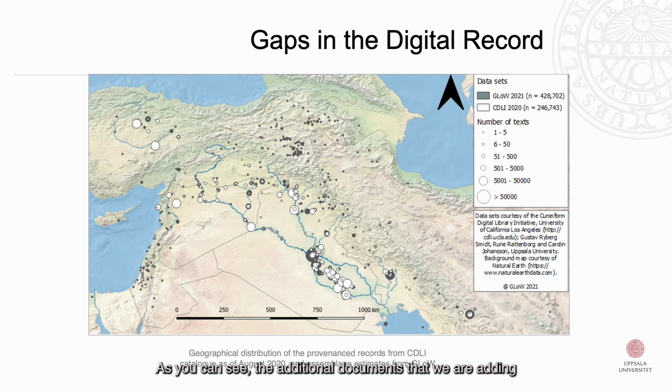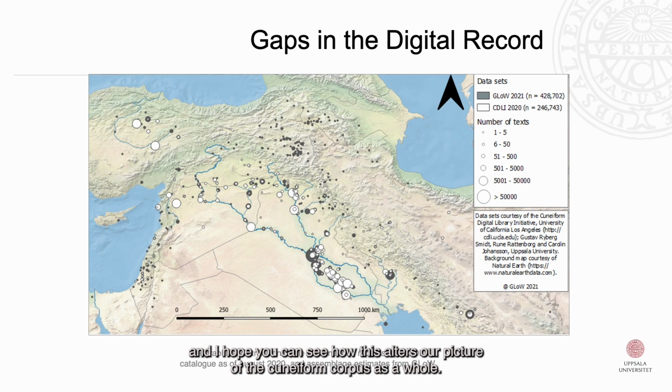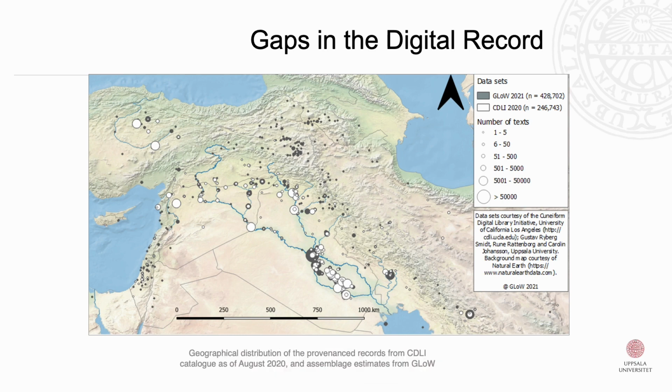As you can see, the additional documents that we are adding are in particular smaller corpora for more peripheral regions, such as the Mediterranean coast and eastern Anatolia, and I hope you can see how this alters our picture of the cuneiform corpus as a whole.